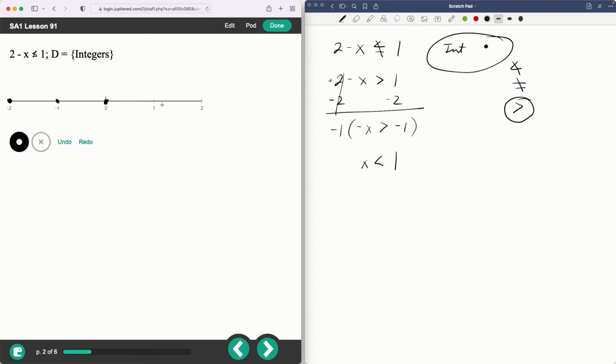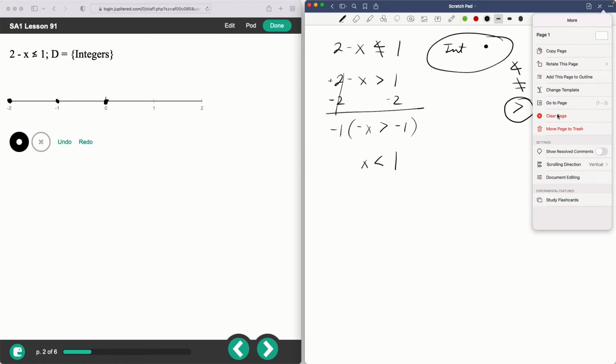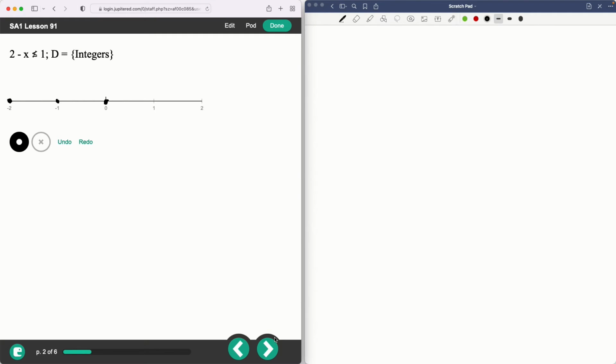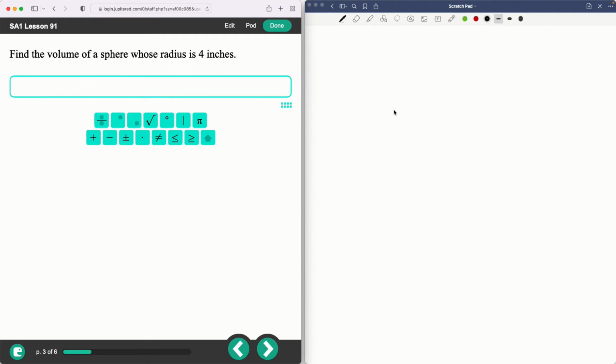We do not circle the 1. We don't indicate it at all. We just do the integers. Now, if this were reals, we would circle it, because reals would include the numbers between 0 and 0.99999, whatever that is. So we'd have to include that, but because it's just integers, we don't. So we don't circle the integer. It's not included at all. All right. I hope that clears that up. Clear the page. Let's go to number 2.